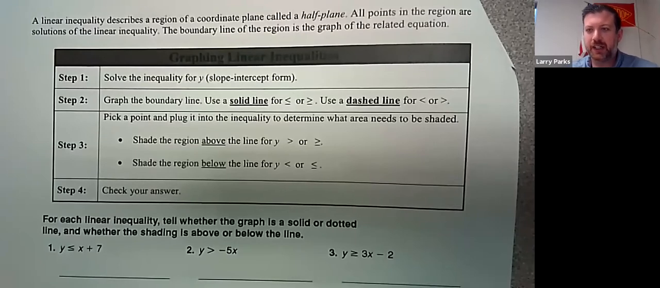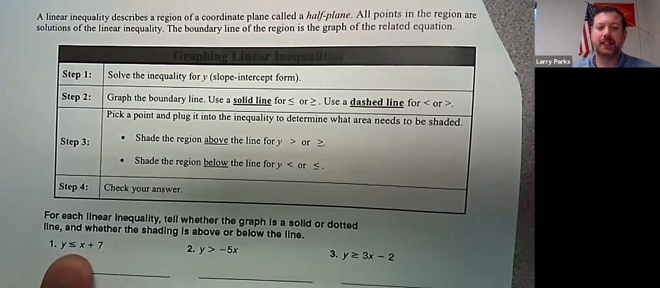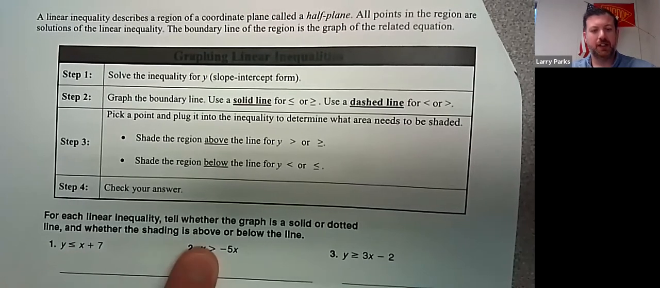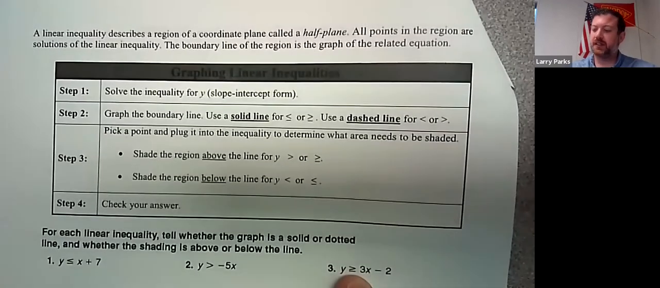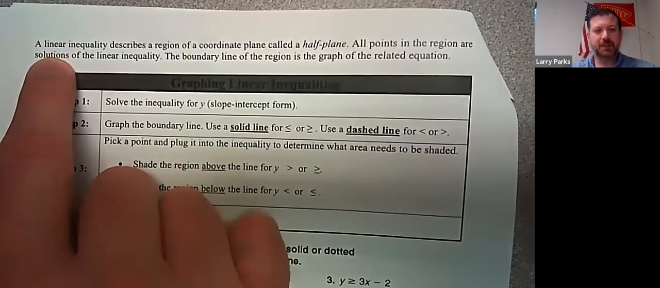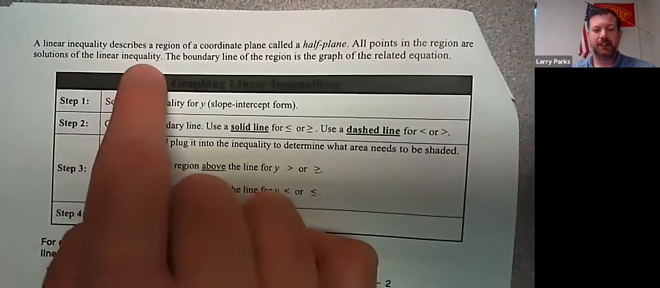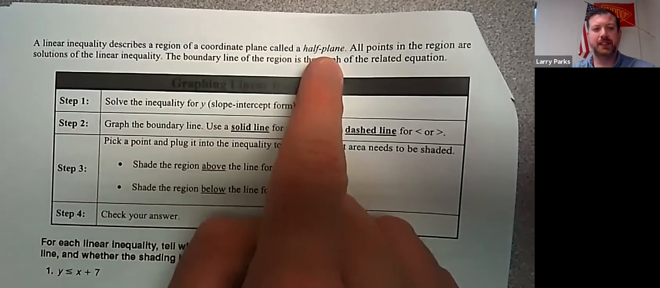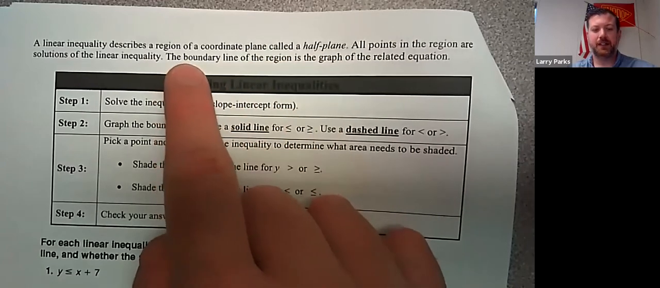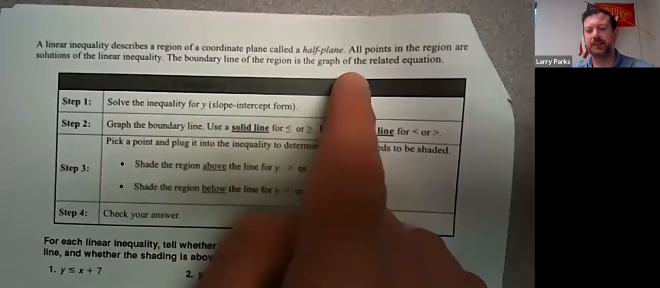It is 7:30, and today's skill is pretty much everything we've learned, but with a less than sign, less than or equal to, a greater than sign, or greater than or equal. So what does that mean and how is it different? Just reading from the top, a linear inequality describes a region of a coordinate plane called a half plane, and all points in the region are solutions of the linear inequality. The boundary line of the region is the graph of the related equation.